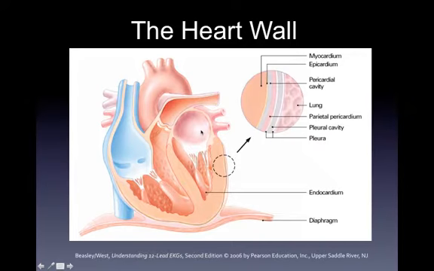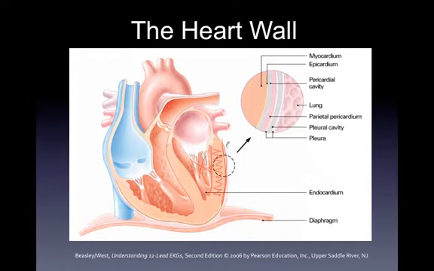Next question: how many layers do we actually have? Now, when looking at the heart, it has multiple layers. So let's go through these. On the inside, that would be the endocardium. In the middle, this part here, it would be the myocardium. And on the outside, the epicardium.